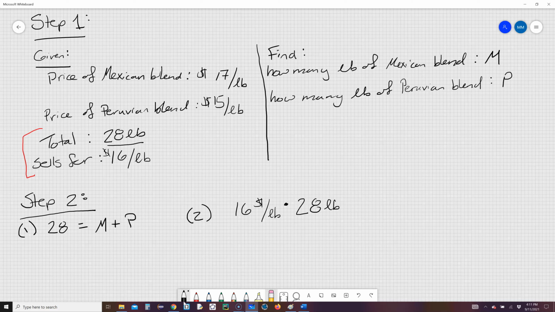So this is similar in style to the concentration question. Those pounds will cancel, I'll be left with dollars. What I did on the one side, I'm going to mimic on the other side. I'm going to say I have $17, that's dollars per pound, of the Mexican blend, and that is in pounds. Similarly, $15 per pound of the Peruvian blend, and that's in pounds.